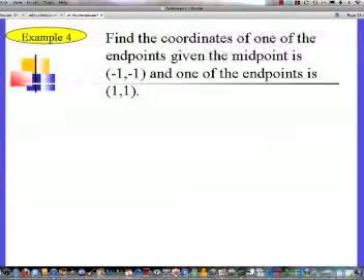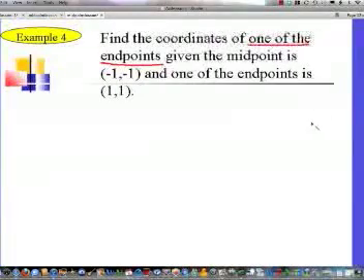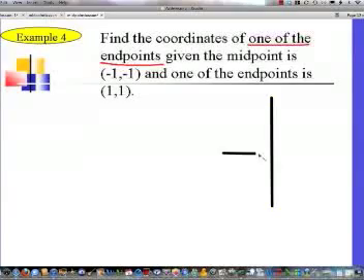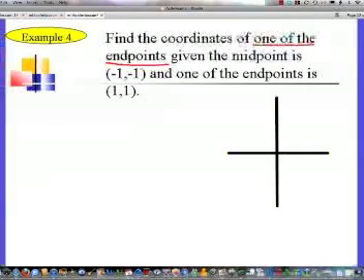Now this is a little trickier, because this is saying find the coordinates of one of the endpoints, not the midpoint now. And you're given a midpoint, and you're given one of the endpoints. So this is a little trickier, okay? I think this is easier to visualize if we have a little graph. All right, I'm a visual learner, and so I like graphs and any picture that will help me to understand the problem better. And maybe you're like that too, maybe not.